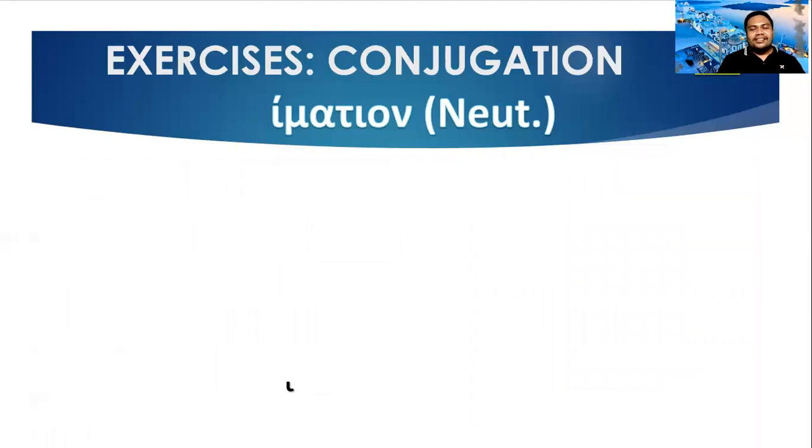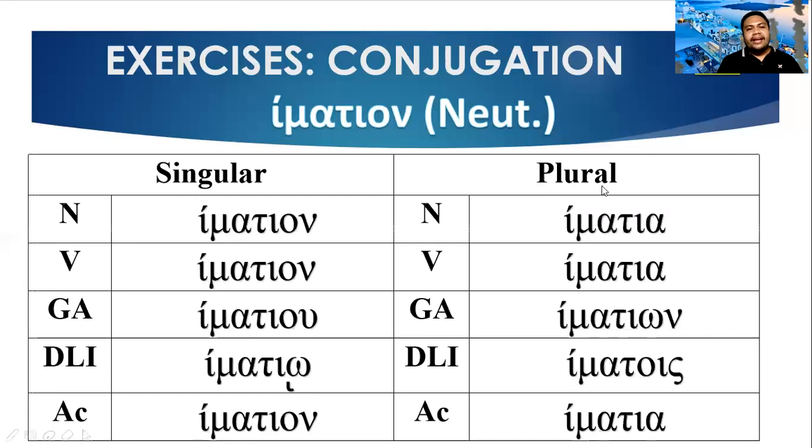So in our exam, in our quizzes, we will just take a look at that example and memorize the endings. Let's take a look at the neuter conjugation. An example here is the word himation, or garment or clothing. Again, himation is in the rough breathing. That's why we read it as himation.